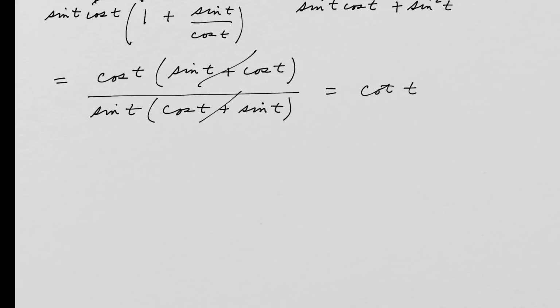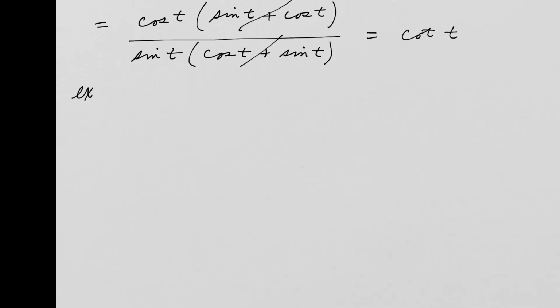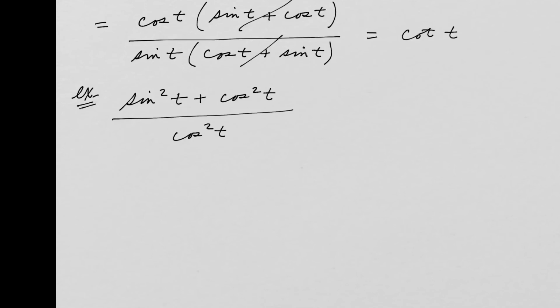Oh, here's a quick one. Let's do one more quick one here. Let's say I have this: sine squared of t plus cosine squared of t divided by cosine squared of t. Now here, if you think about this, look at that numerator closely. Sine squared plus cosine squared. Well, that's the same as cosine squared plus sine squared. And we know, based on the Pythagorean identity, that's equal to 1. The numerator is just 1.